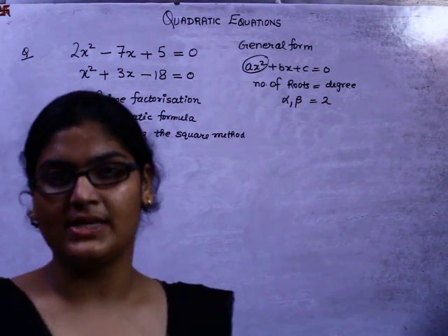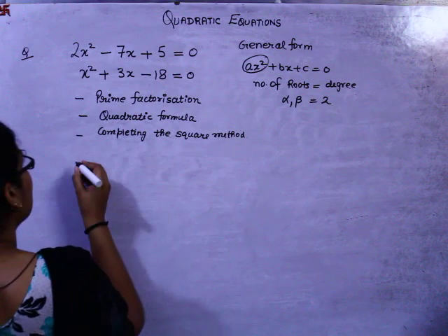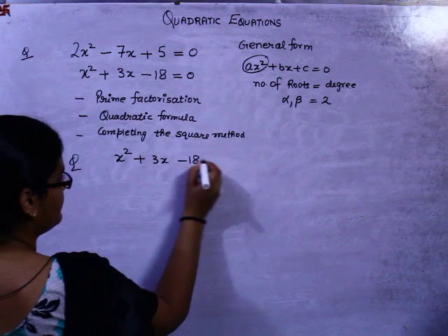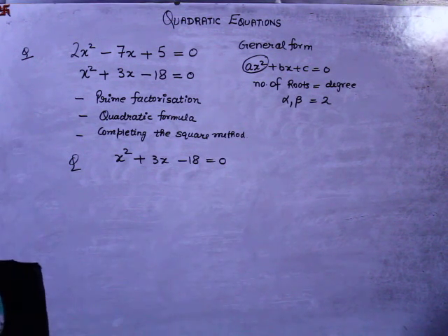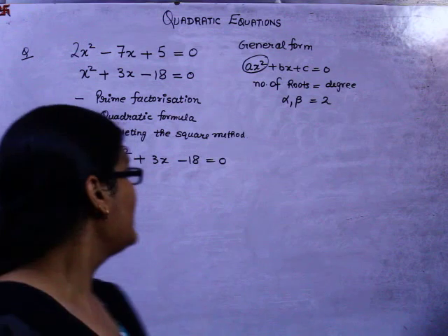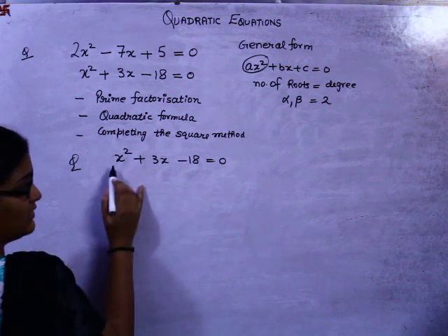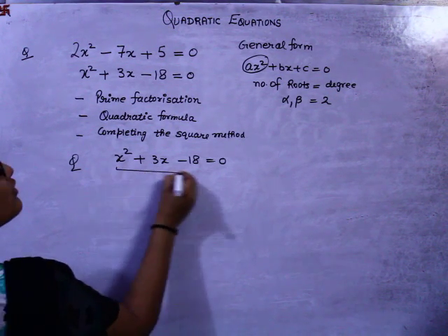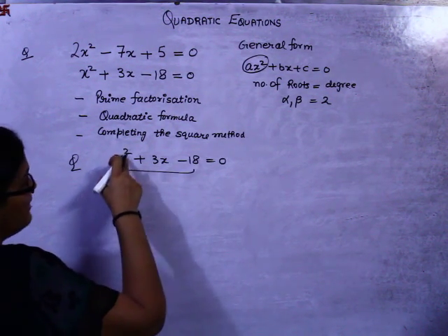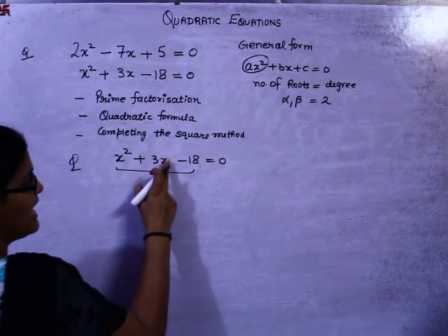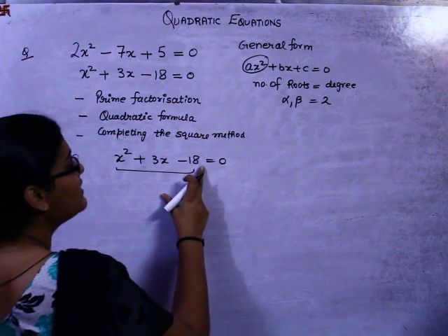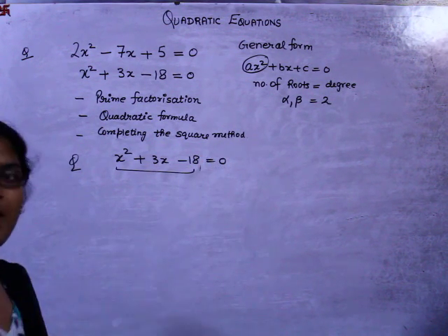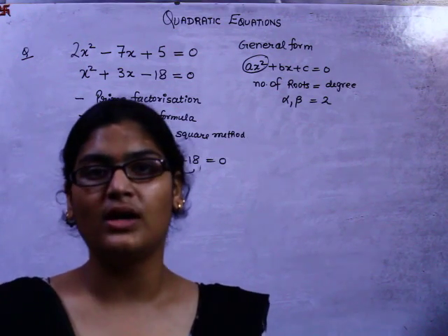Firstly, prime factorization. Let us take a simple example, x square plus 3x minus 18. What will you do in the prime factorization method? Firstly, you have to check that the terms are arranged in decreasing order of their degree. Here, the power of variable x is 2, here the power of x is 1, and here the power is 0. As you know, any number which has 0 power is 1.